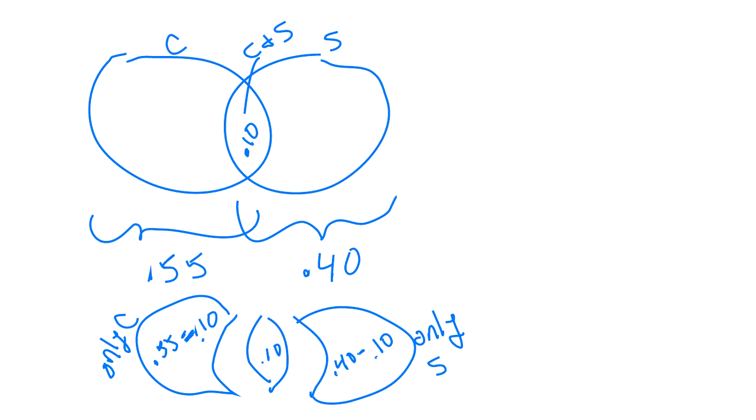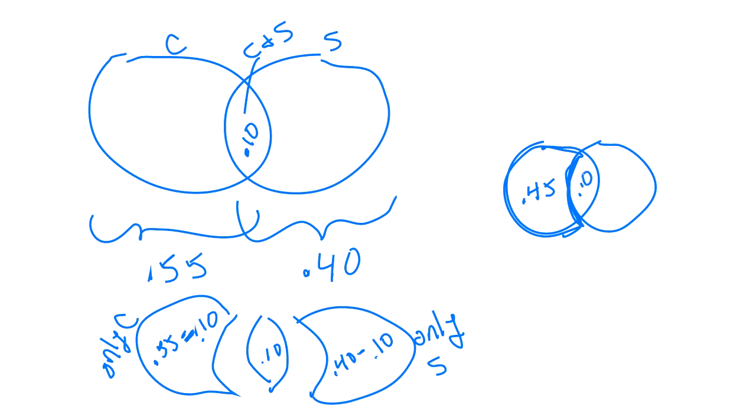So our picture in the end looks like this. 45 is chocolate only, and that's just this half moon right here. It's 45. This is both, so that's 10. And this half moon over here is only strawberry, so that's 30%.